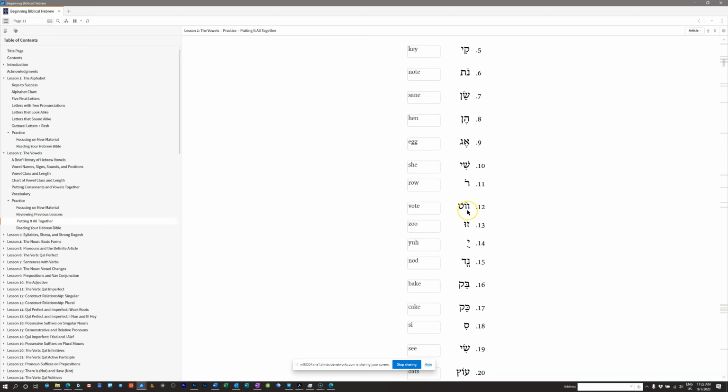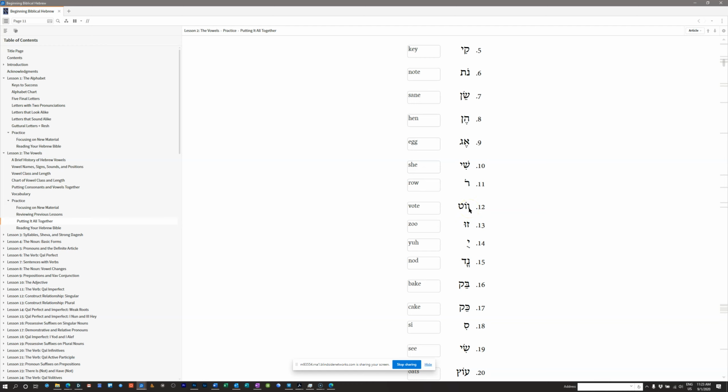Number 12, the vav can get a little bit tricky. It can be sometimes confusing. Is the vav functioning as a vowel or is it functioning as a consonant? Well, the easy way to tell is ask yourself, does the vav have its own vowel? And if it does, well, then it's a consonant. So here, where is the vowel for the vav? Well, it would be the holam vav next to it. So this first vav is a consonant.